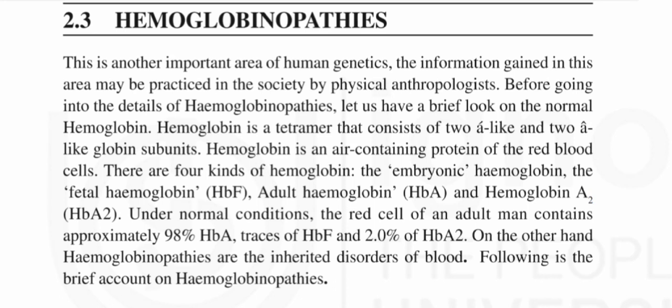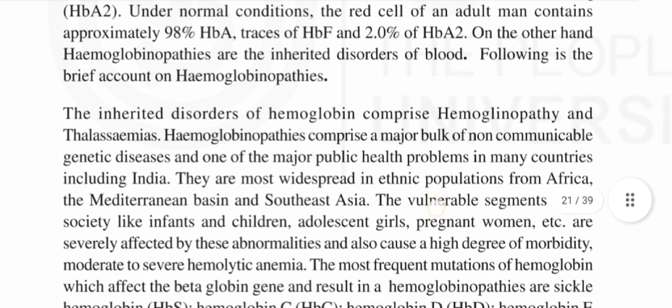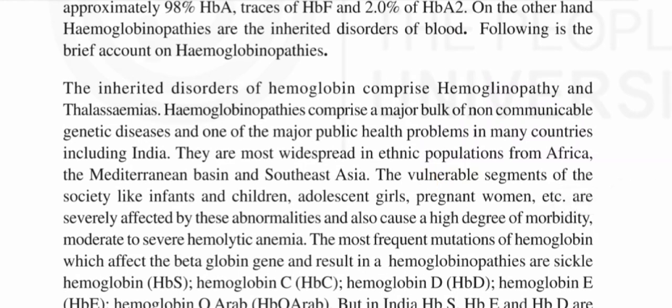On the other hand, hemoglobinopathies are the inherited disorders of blood. Following is the brief account of hemoglobinopathies. The inherited disorders of hemoglobin comprise hemoglobinopathies and thalassemias.